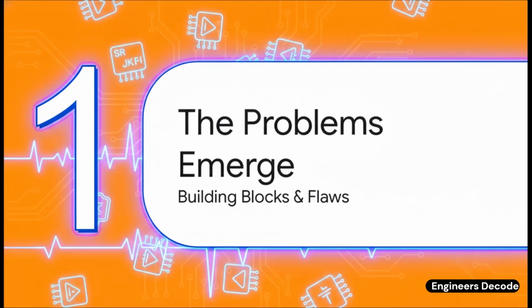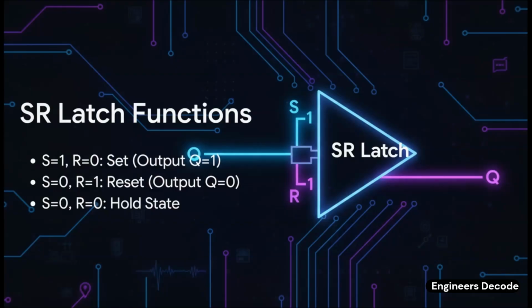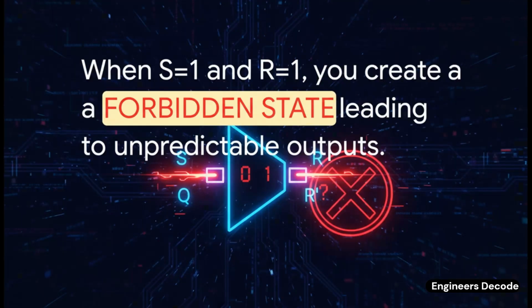So why is that edge triggering so important? Well, to get that, we've got to look at the problems, the flaws in the original building blocks. So let's start with the granddaddy of them all, the SR latch. It's super simple. S is for set, it makes the output a 1. R is for reset, makes it a 0. Both are 0, it just holds on to whatever it had before. Piece of cake, right? Well, not quite.